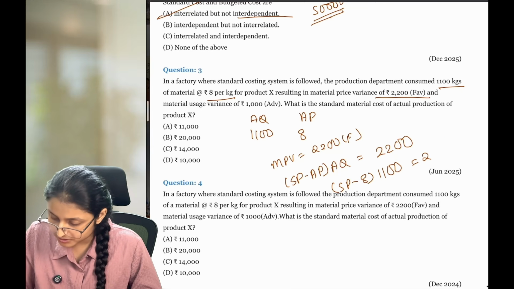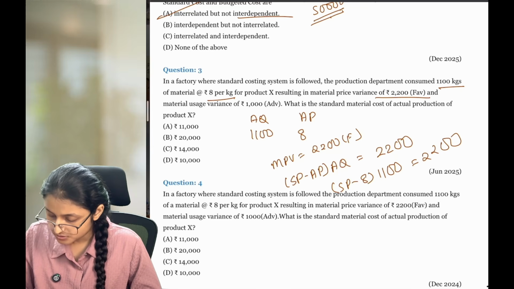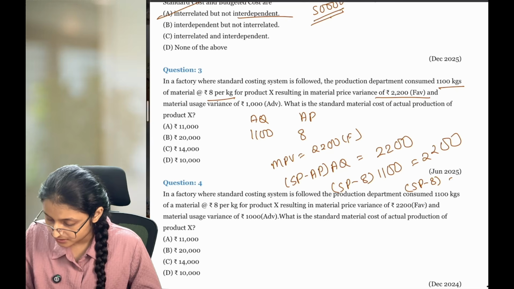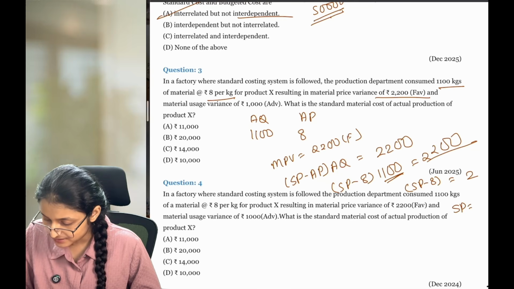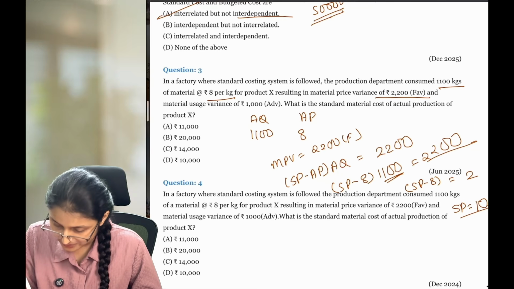That means 2,200 positive only. So standard price minus 8. If I take this 1100 there, this is going to be 2,200 divided by 1100 will give you 2. And standard price is 8 plus 2, which is equal to 10.